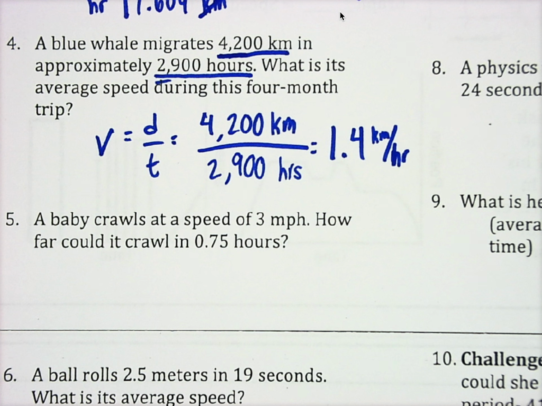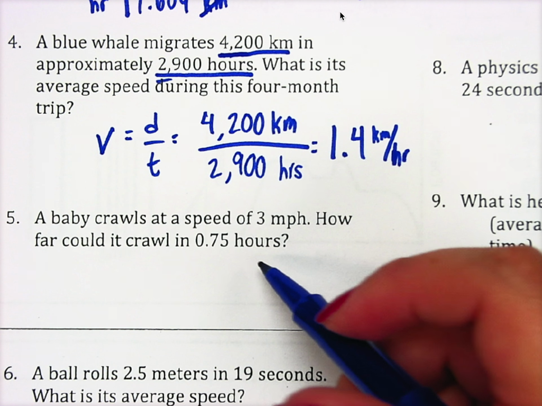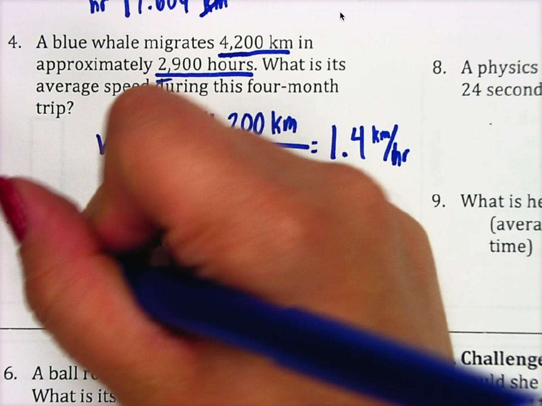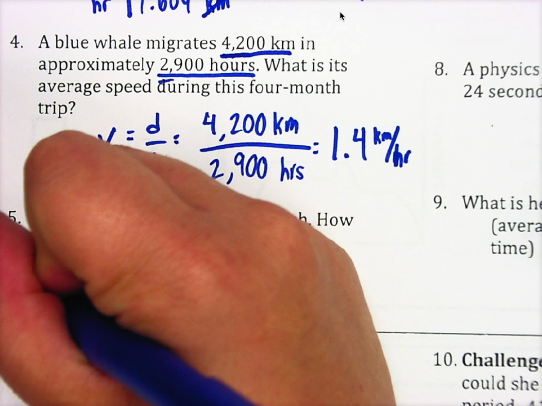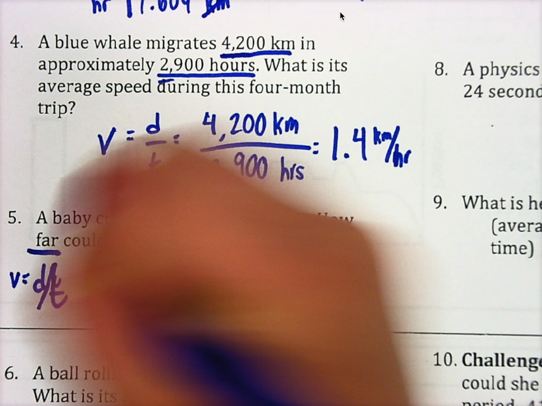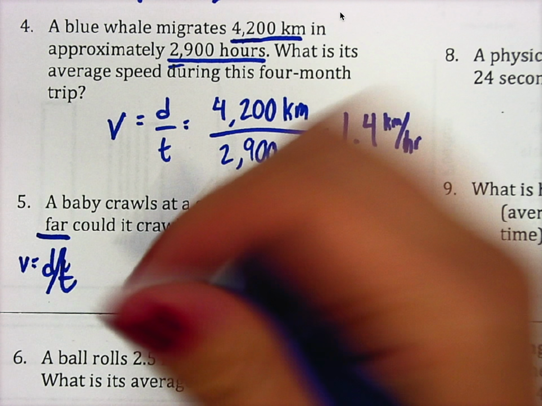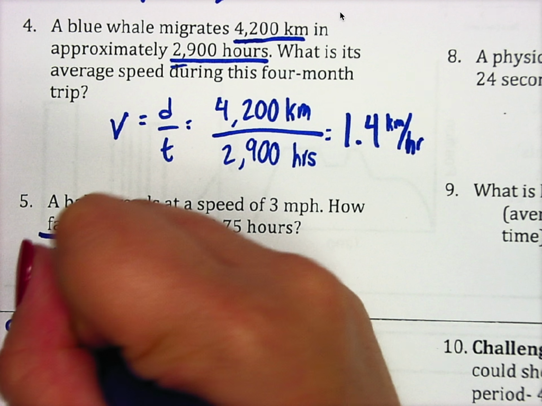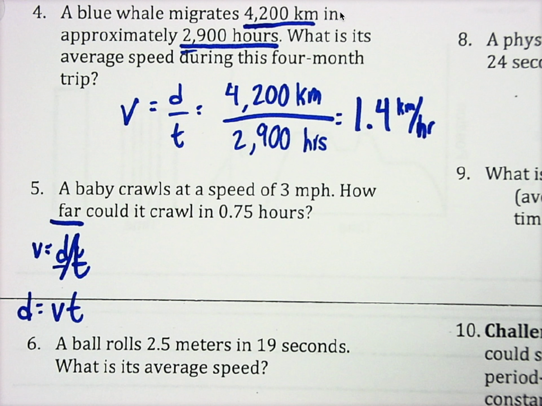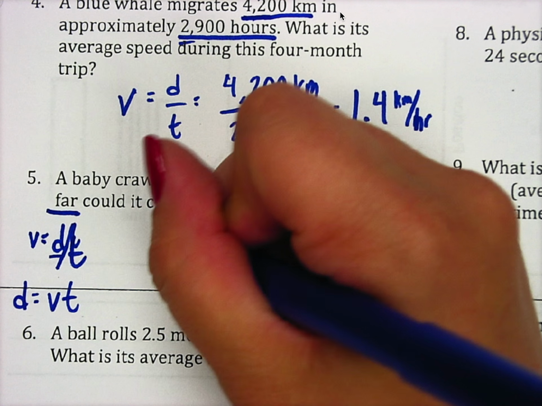All right, let's do one more. A baby crawls at a speed of 3 miles per hour. How far could it crawl in 0.75 hours? Okay, so this time we're looking for distance. So if velocity equals distance over time, if we're solving just for distance, distance equals velocity times time, which you might remember from our position versus time graphs that we've drawn and various stuff in the class. Also, it's how the units work out.